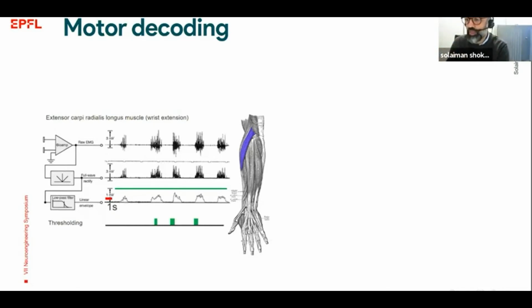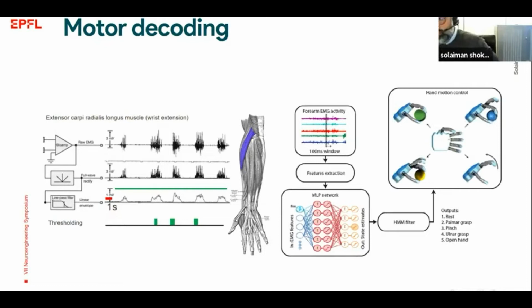Now, more advanced solutions use machine learning. In the case of Raspopovic and colleagues, or what we did in the lab, we used a multi-layer perceptron, so an artificial neural network.